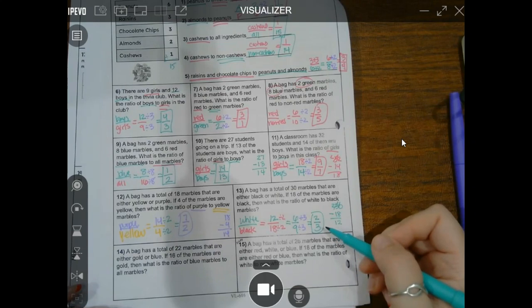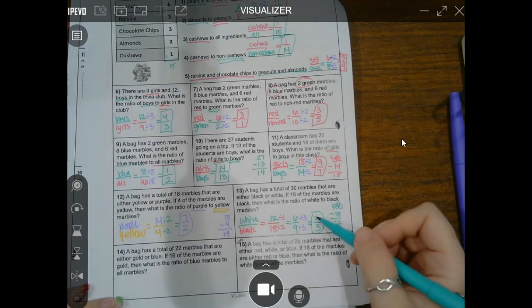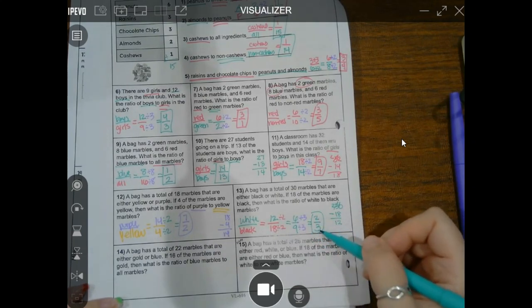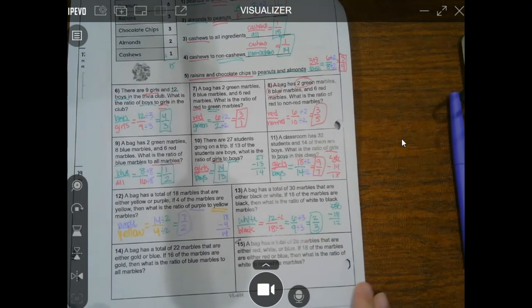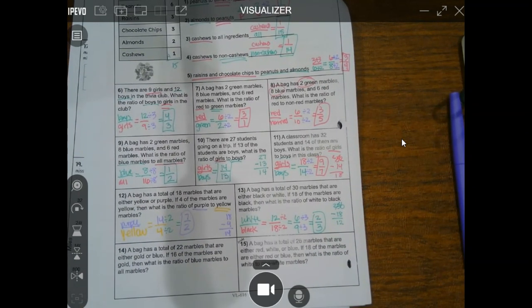Now, some of you divided by 3 and then divided by 2, you still should have ended with 2/3. Or some of you divided by 6 right off the bat. 12 divided by 6 is 2. 18 divided by 6 is 3. The bigger number you choose to reduce by, the faster you get to your final answer. Okay, 2 more, and then we're done.